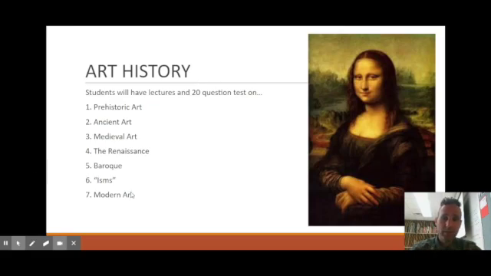So there are 7 different units of art history throughout the semester. First marking period usually has 3, and the second marking period 4 units covered. We do have an art history test at the end of each of these, usually 20 questions with a review beforehand, and you can see that written there at the top. There's Mona Lisa there on the right-hand side.